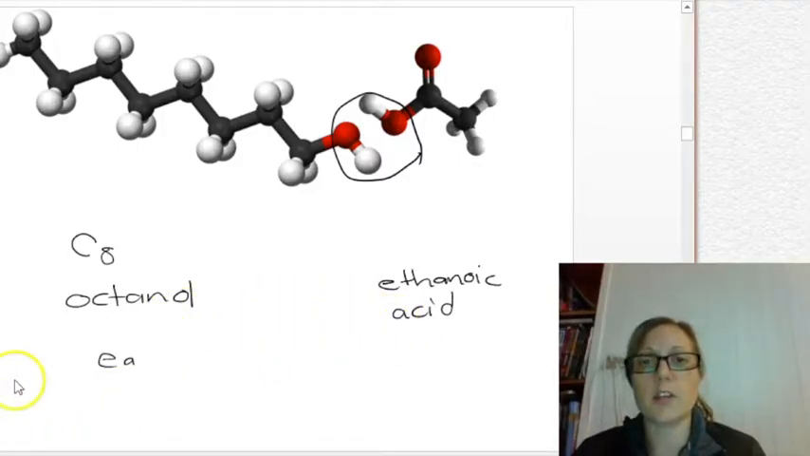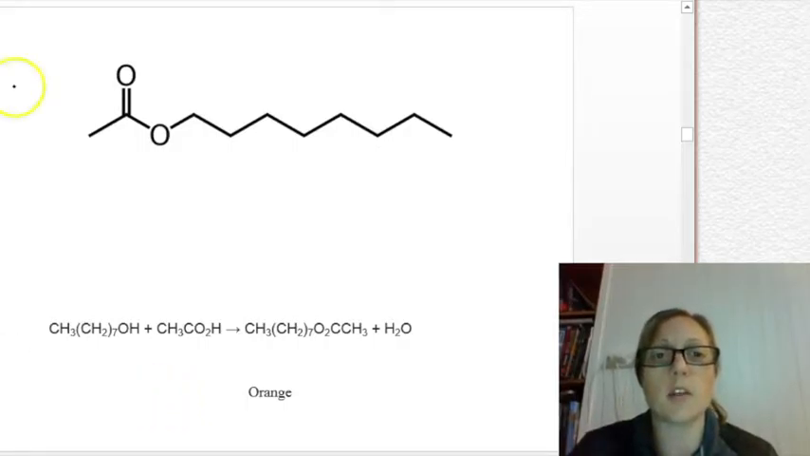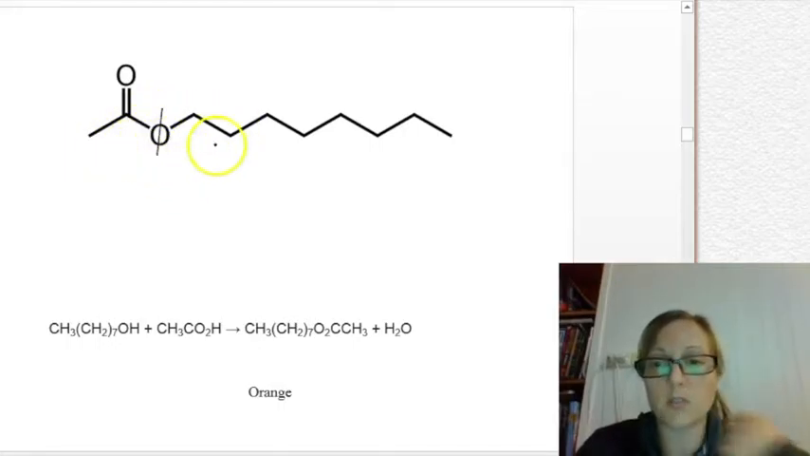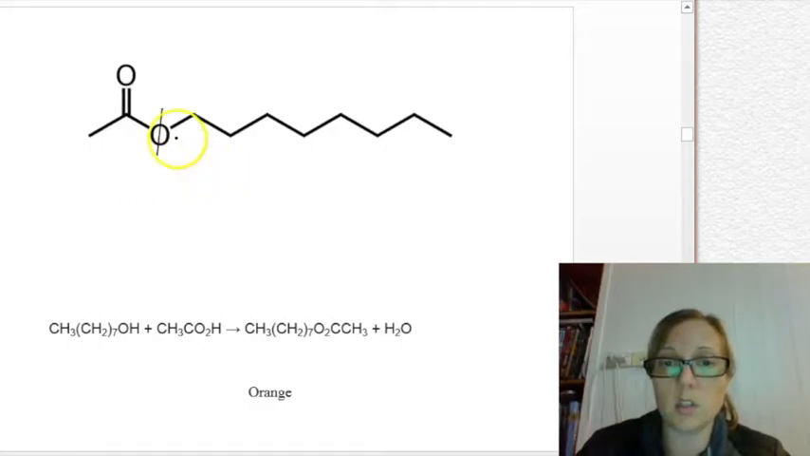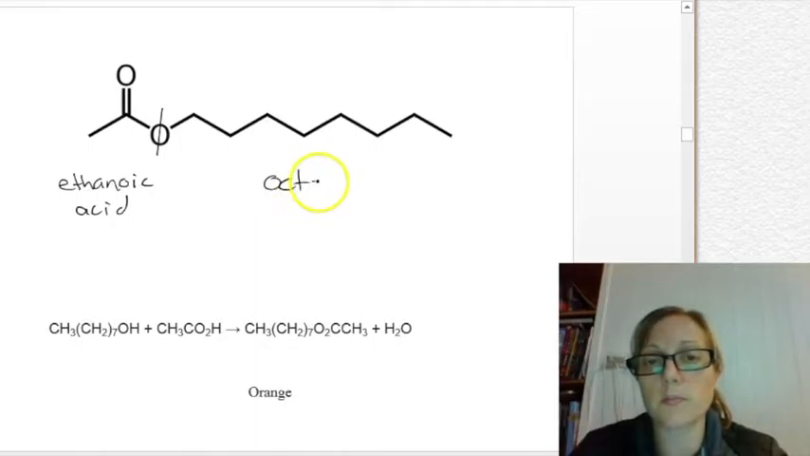So if we get these two to react and have successful collisions, we will end up producing the ester octyl ethanoate. So in terms of naming that, we can see here we're now missing the two hydrogens and one of the oxygens. So if we were to split down here, we can see that this is where our carboxylic acid has come from, and this part is our alcohol. And we can see that we've got the ethanoic acid and our octanol on this side.